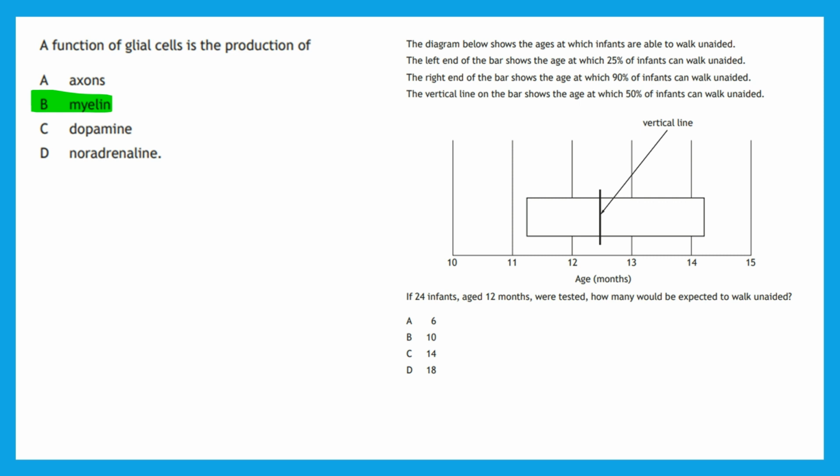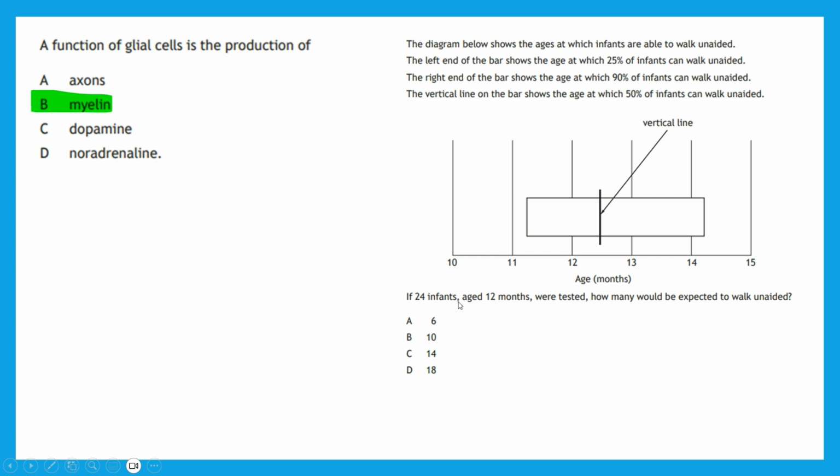The second question was a problem solving one. We're showing a graph where we've got ages at which infants are able to walk unaided. The left bar shows the age at which 25% of infants can walk unaided. The right end of the bar shows the age at which 90% can walk unaided. And this vertical line that's highlighted shows the age at which 50% or half of the infants can walk unaided.